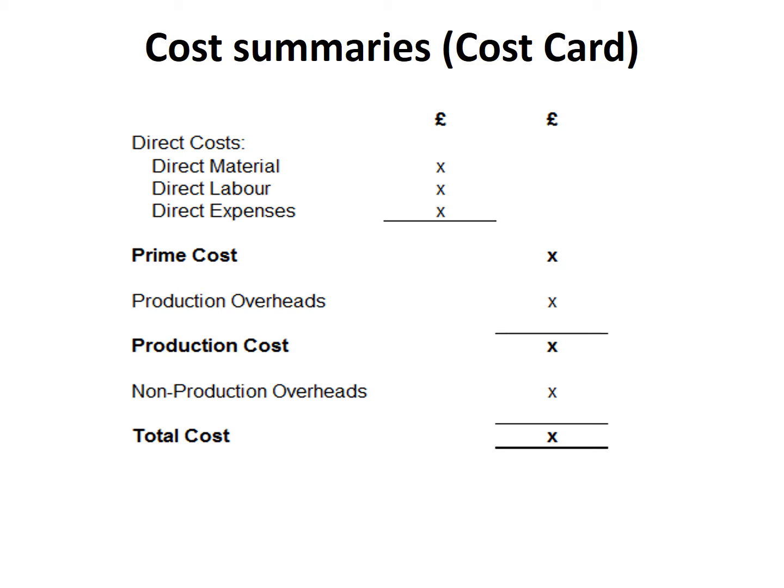To the total production cost, add non-production overheads. Then you will get the total cost of the product. This is known as the cost summary, or sometimes the cost card. Direct cost, add everything, and we will get the prime cost, primary cost, plus the production overheads. Then add non-production overheads, you will get the total cost of the product or the function.